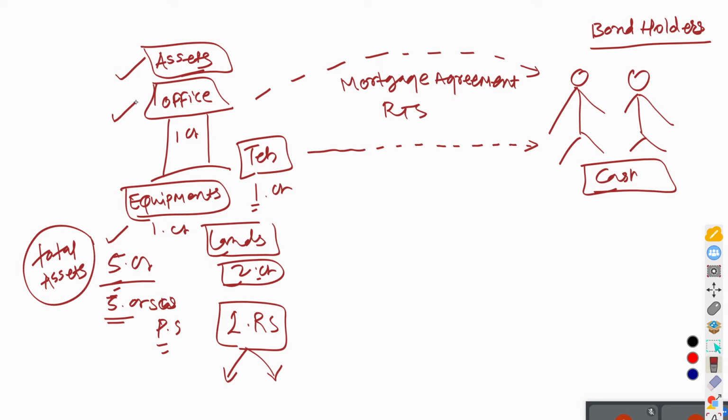Still you are the owner of the assets. But now the board of the company is transferring the R2S right to sell to the bondholder. And when the bondholders get the right to sell, then bondholders will transfer the cash to the company. Let's say 2 crore cash, the bondholders transfer to the GMT company.